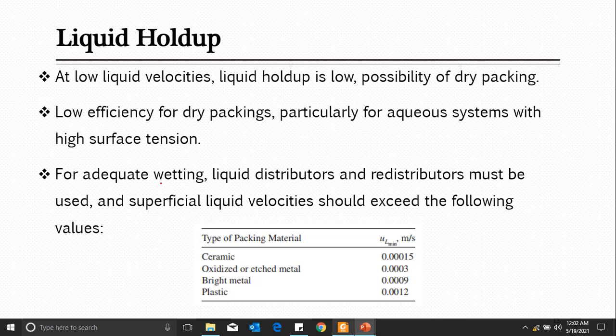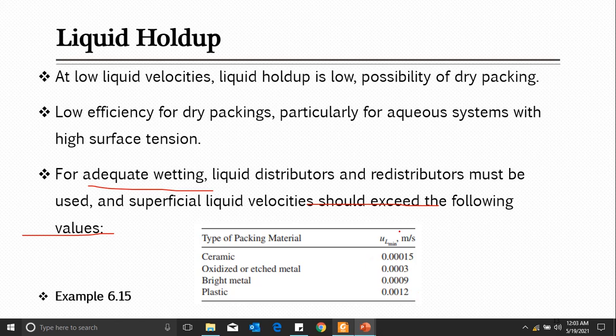There are a few other observations by those scientists that, depending on the packing material, the minimum liquid superficial velocity for various materials should not be less than a given value, or it should exceed it. For example, for ceramic, the liquid velocity should be at minimum 0.00015, otherwise it should be above this. Then you will reach proper wetting of the packing inside any column.